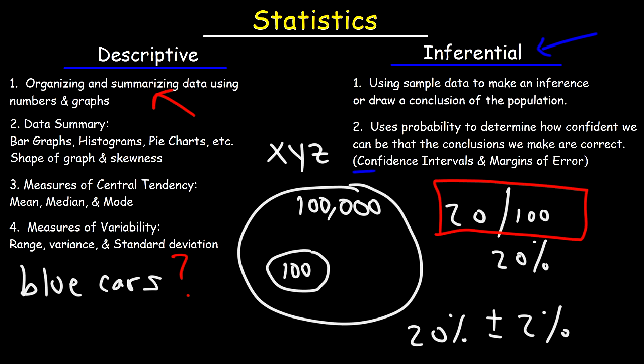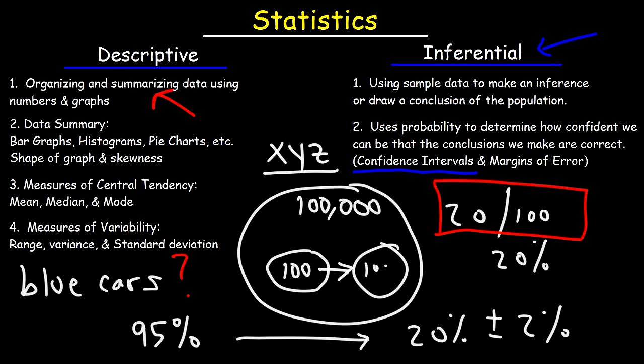Now, there's something known as confidence intervals, which also falls under inferential statistics. So we could say that we are 95% certain or 95% confident that 20% of the individuals living in city XYZ prefer to drive blue cars within a 2% margin of error. Now, we can increase our confidence and get a better picture of the population data and how they like blue cars if we increase our sample size.